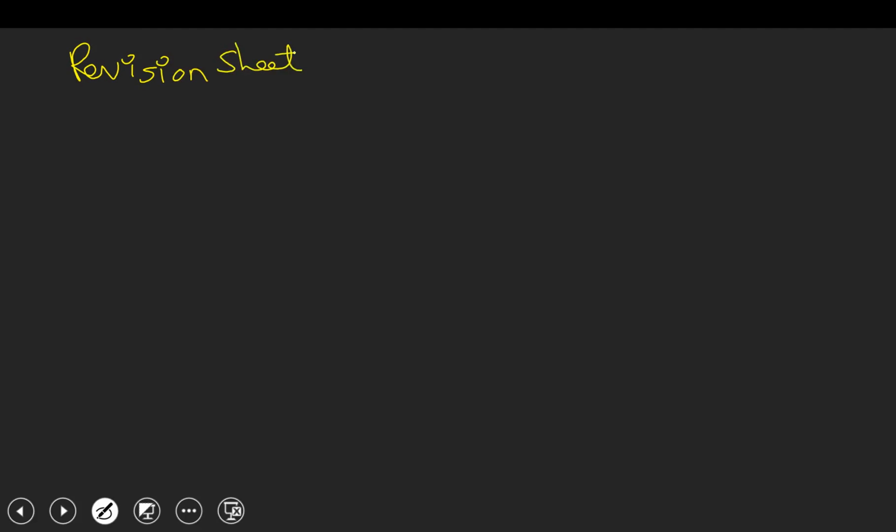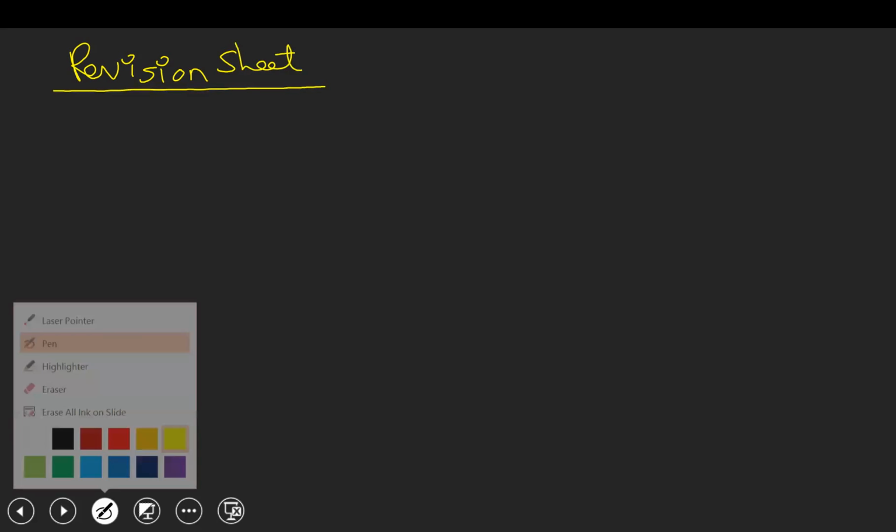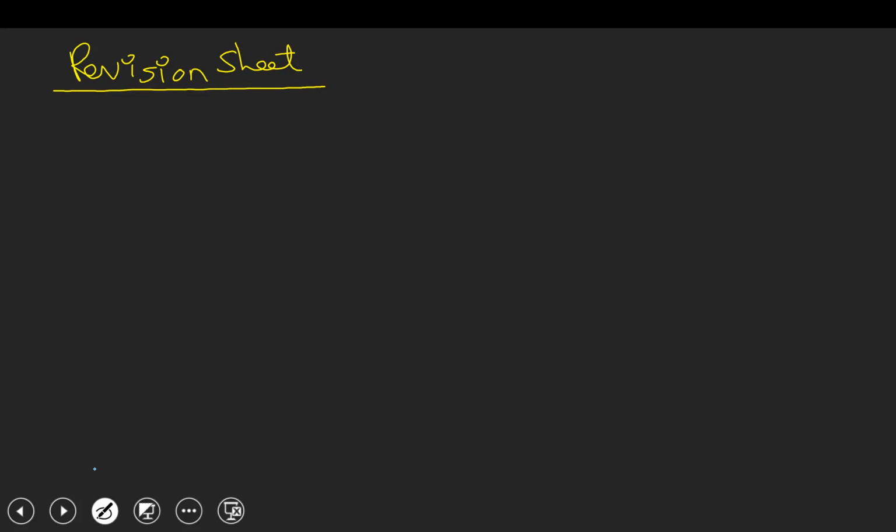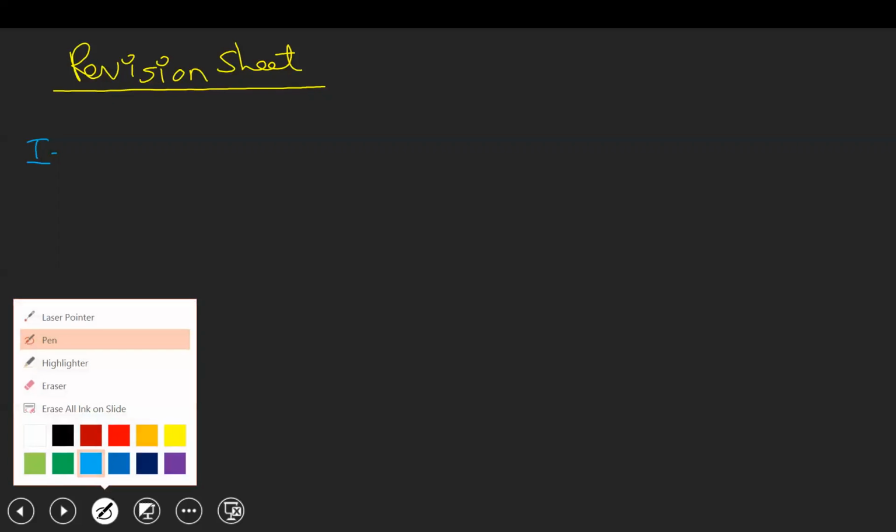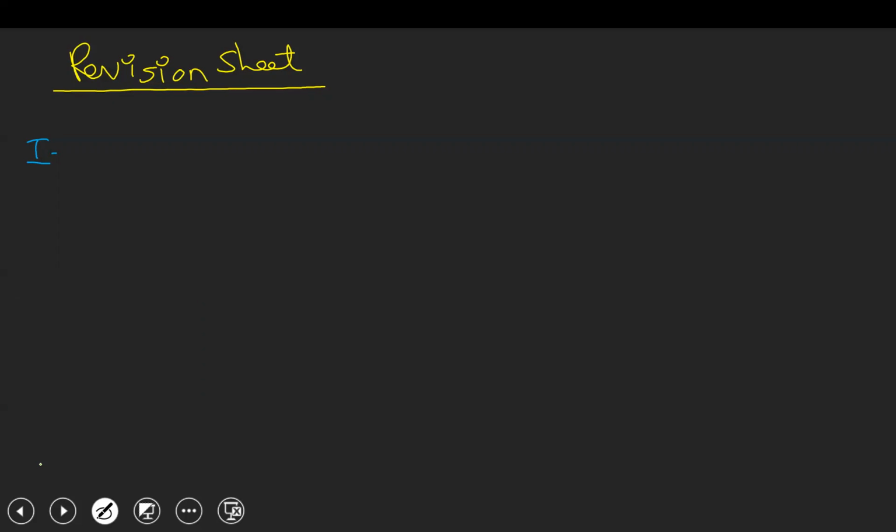Now we'll start solving the revision sheet. Okay, the first exercise, what do we have? Exercise number 1. We have 3 sets, E, A, and B. So in the given, we have 3 sets, E, A, and B.